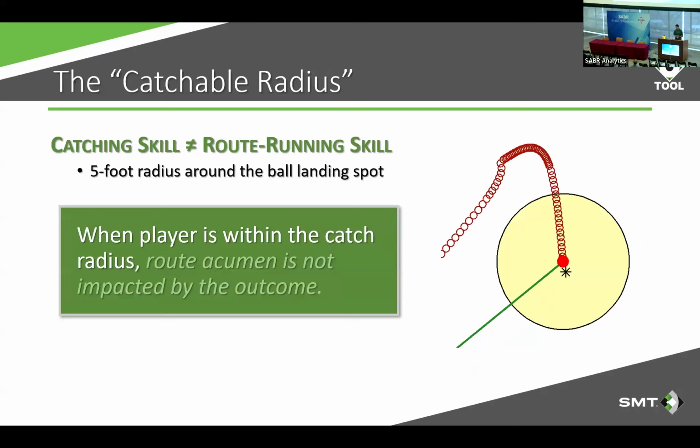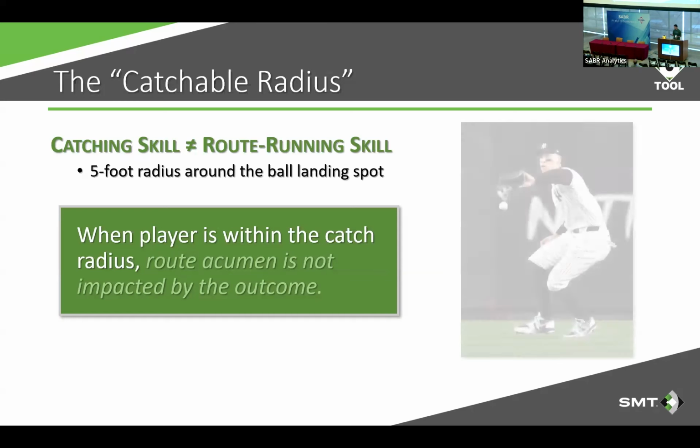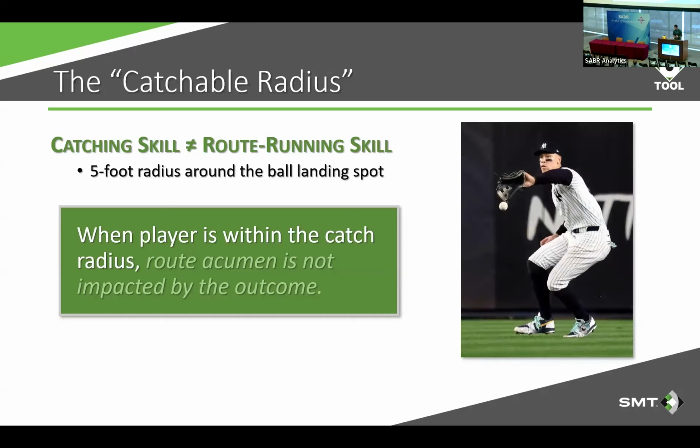So before I go into the constraints, I want to briefly introduce the catchable radius. It's the radius that you see around the catch point, and it's an arbitrary 5-foot radius around the ball landing spot. We implemented this because we wanted to separate the skill of catching the ball versus the skill of actually running the route. We say that whenever the players enter this 5-foot radius, whatever movement or whatever happens within this 5 feet, it doesn't matter because 5 feet should be enough for the player to make a play on the ball and catch the ball. If he doesn't, then that's on him. And if you don't see it that way, then maybe you can just ask Aaron Judge, and he can probably attest to it.